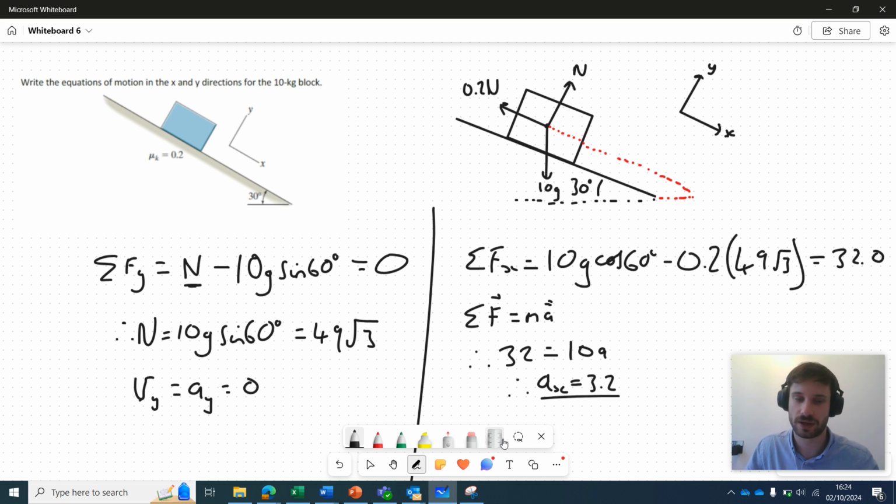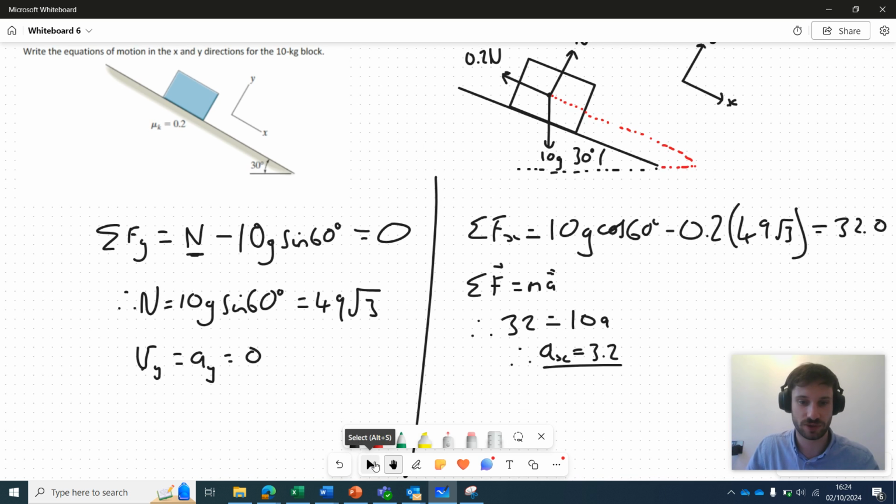Okay, so there we have it. We've described its motion. You could potentially describe its motion further. You could say we're going to assume that it starts from rest, v at t equals 0 equals 0. There's not much more we can say about the motion of the block at this point.